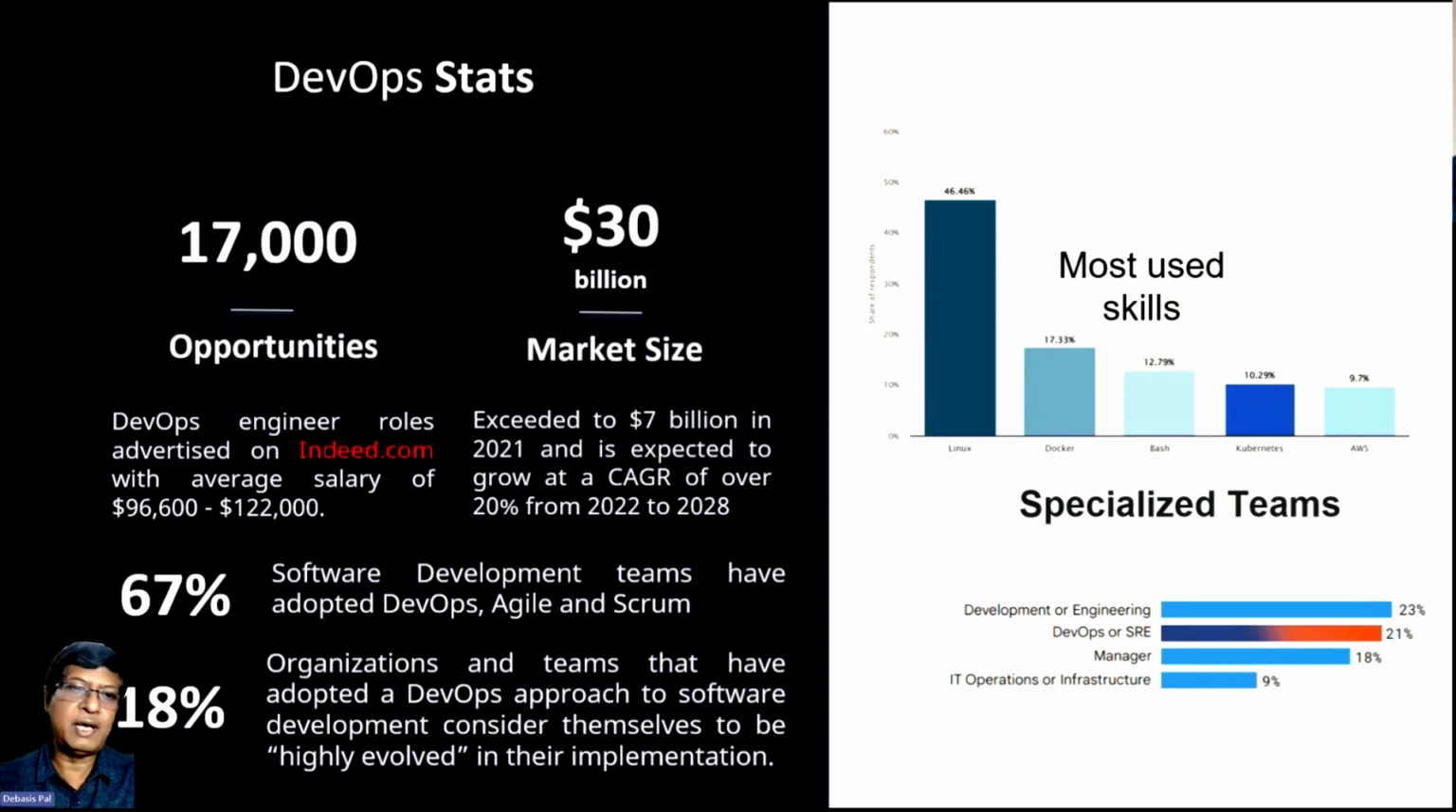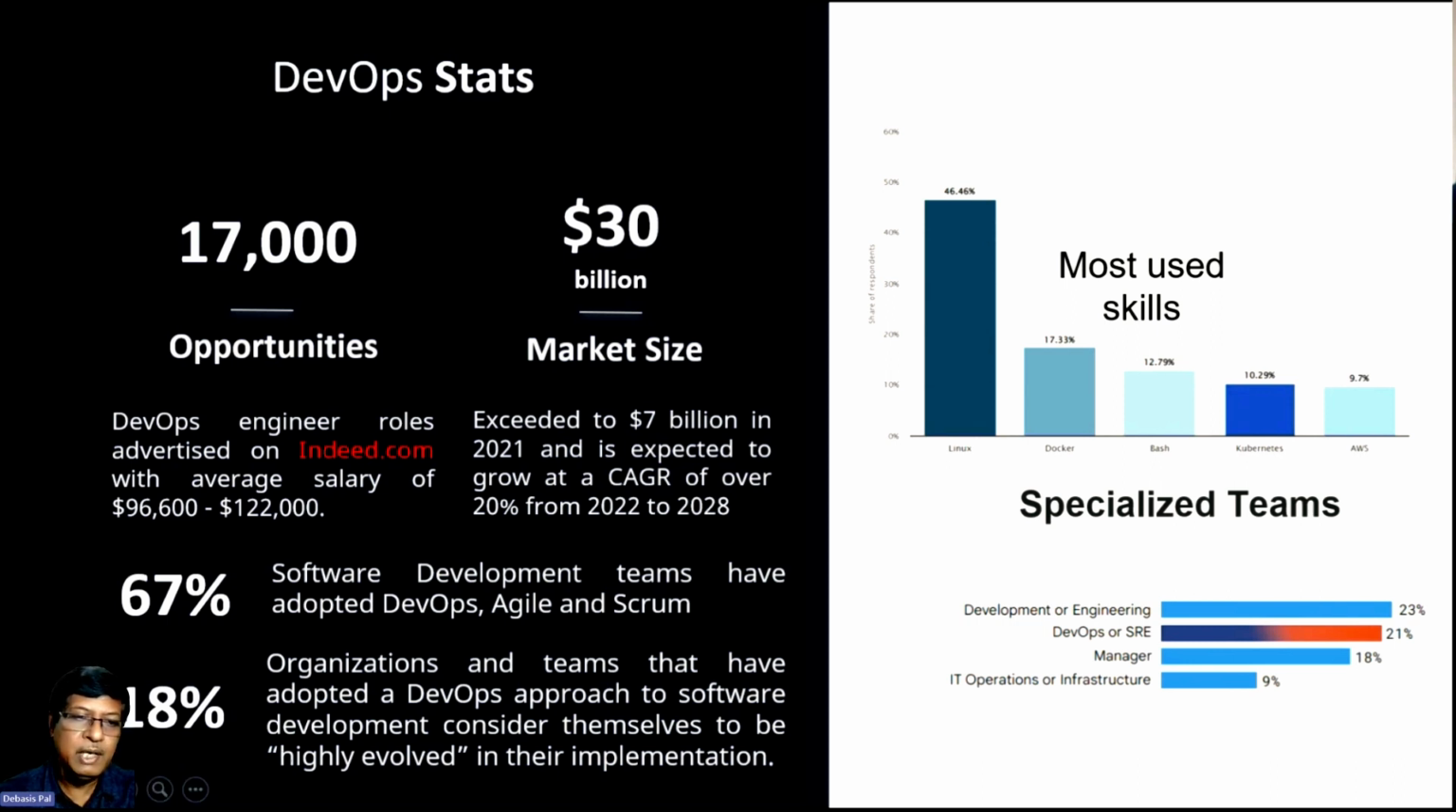I will not go into more, I think I have enough. See, one thing I will tell you, 67% of software development organizations, this is coming from Indeed, not from Kalkey, these statistics, have adopted DevOps, Agile and Scrum. Out of this 67%, 18% have a fully, highly evolved implementation of DevOps. That means this 18% of companies will not be able to take you. Why? Because they need a very highly skillful DevOps person, because they have already evolved. They are at a very good level of implementation of DevOps.